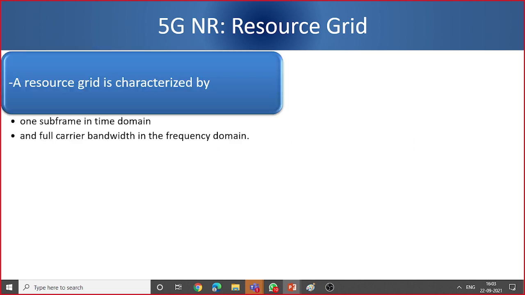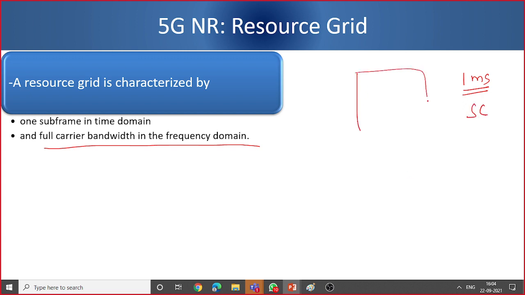So what is resource grid? The definition is one subframe in time domain. The example I gave was 15 kilohertz, so my slot size and my subframe were the same, 1 millisecond, but the definition is one subframe in time domain. One subframe means it's always 1 millisecond, right? Whereas scheduling happens slot-wise. And full carrier bandwidth in frequency domain, whatever number of subcarriers I have.